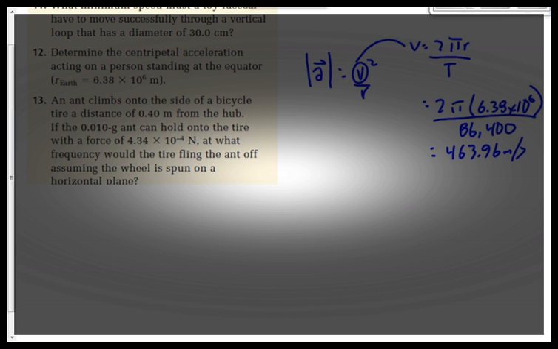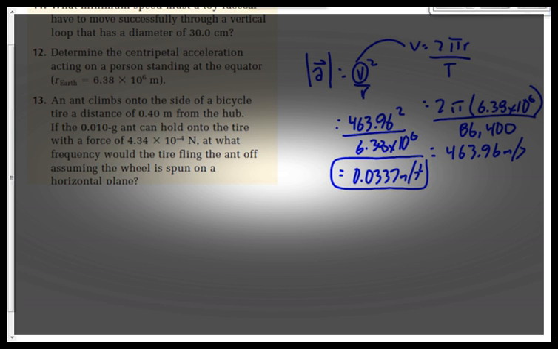All right, what's the acceleration here? 463.96 squared divided by r, which is 6.38 times 10 to the 6. And what do we get for that one? 0.0337 meters per second squared. Make sense?